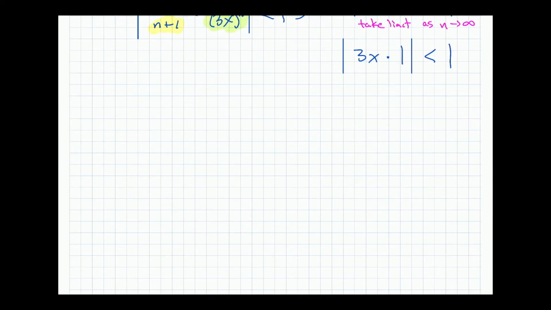Okay, so now you have a little inequality here. Okay, what you want to do is split that into what we call a tri-inequality. You do this every time.